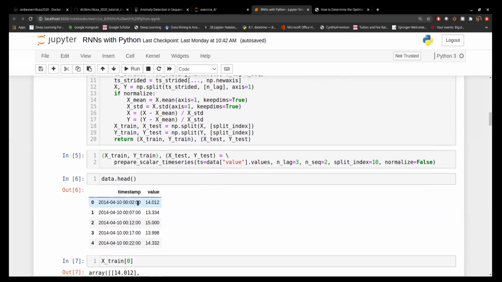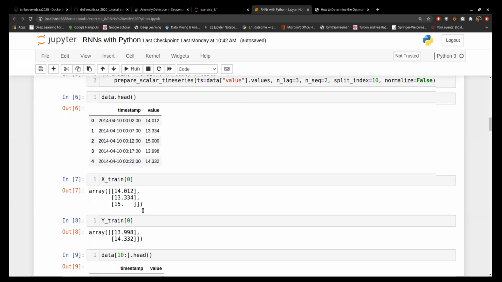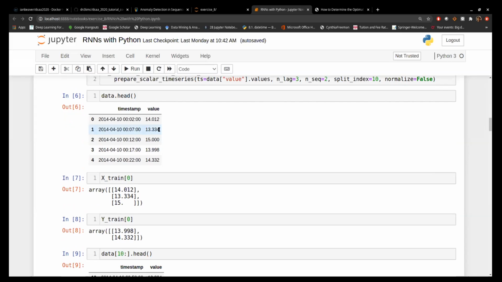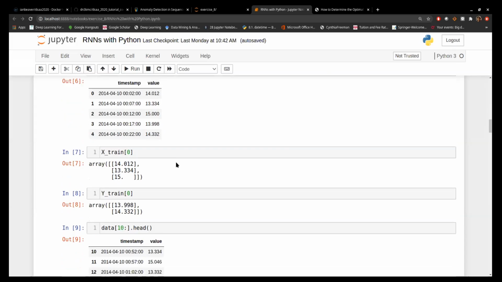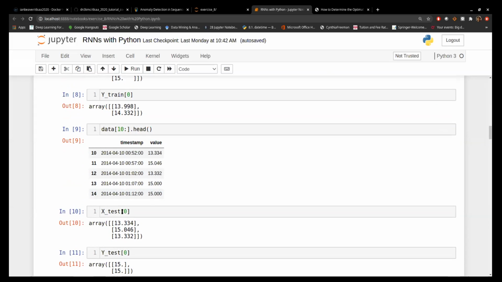So here are the first 5 values of my time series. The first element of X train will be those first 3 time steps, and the first element of Y train will be the next 2. I set the split between train and test to be index 10 for the sake of experimentation. So here are the values of the time series from the 10th value onwards. The first element of X test will correspond to the 10th, 11th, and 12th time series values, and the first element of Y test corresponds to the 13th and 14th time series values.